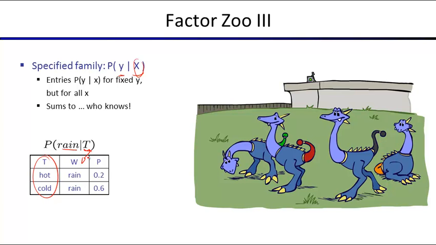Why would you do this? We don't know yet, but definitely you should be able to do this. If I give you a joint distribution, build a specified family table.